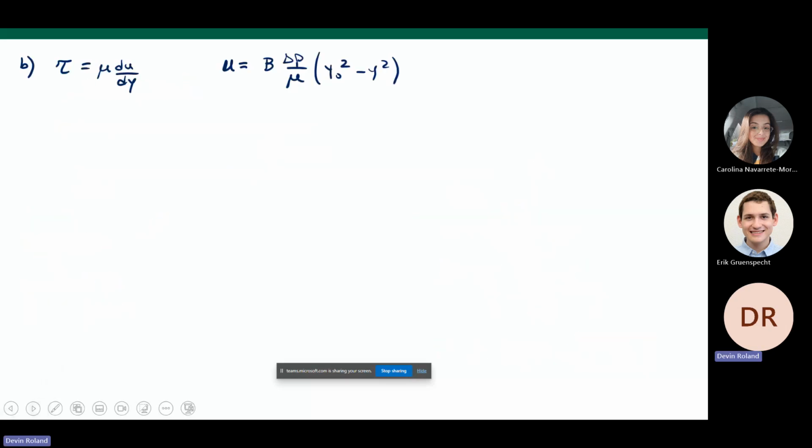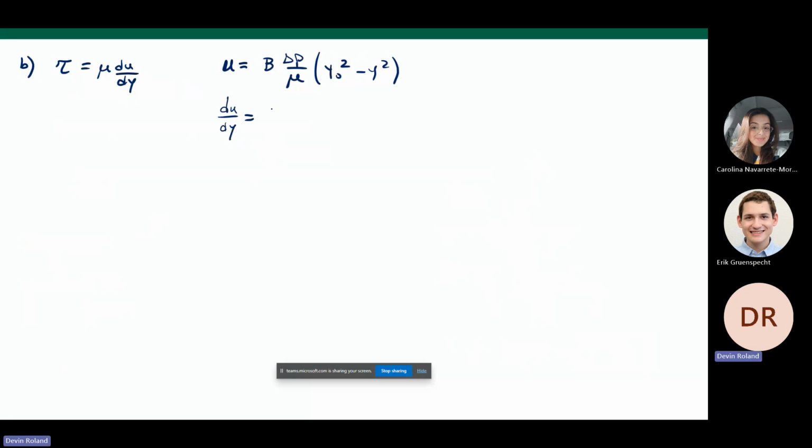Yeah, I got that right. Okay. So then what we want to do is figure out what is du dy, right? So du dy is just the derivative of u with respect to y. B delta p over mu is a constant term, so we'll just treat that as being on the outside of this derivative.